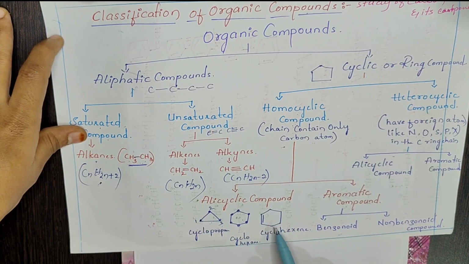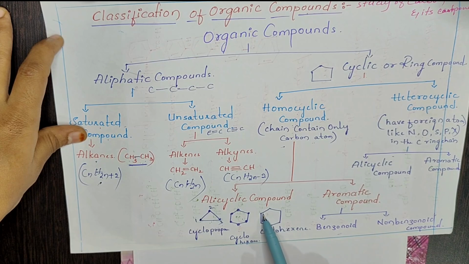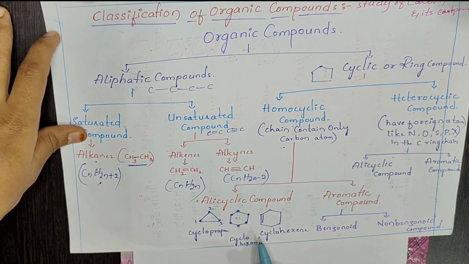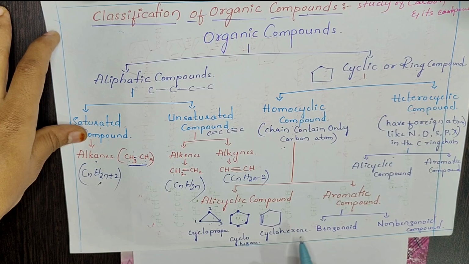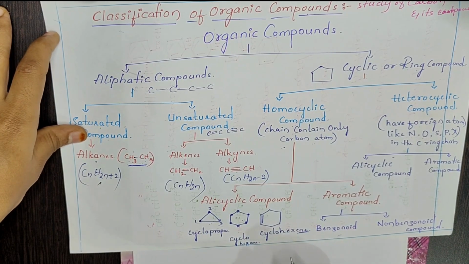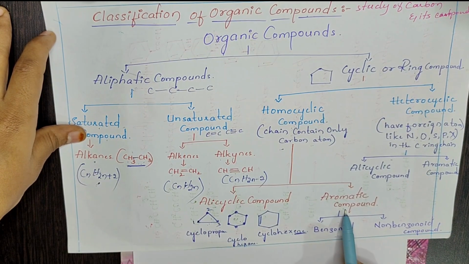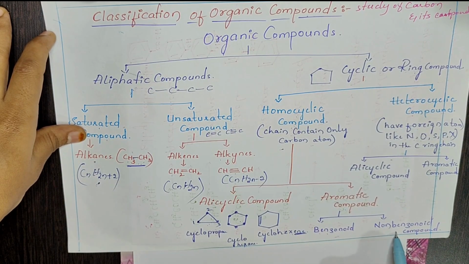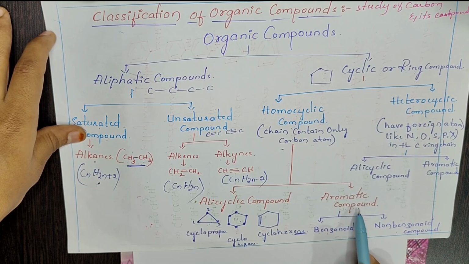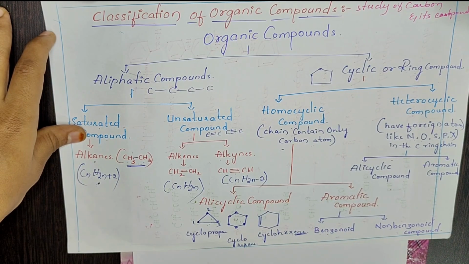This is also a 6-membered ring, but one double bond is present. Therefore it is called cyclohexene. When a double bond is present, we add ene. Next, aromatic compounds are again classified into two types, benzenoid compounds and non-benzenoid compounds. Aromatic compounds are unsaturated compounds which contain the benzene ring.